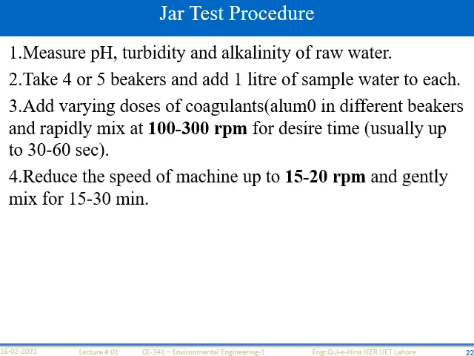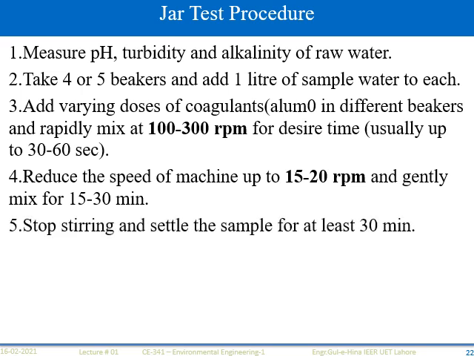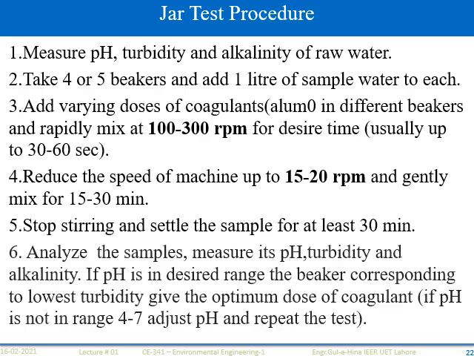After 30 to 60 seconds, you will reduce the speed of the machine and run the machine at 20 to 50 rpm and gently mix for 15 to 30 minutes. After stirring, settle the sample for at least 30 minutes. Number 6 step, you will analyze the sample. Again, you will have to measure its pH, turbidity and alkalinity.